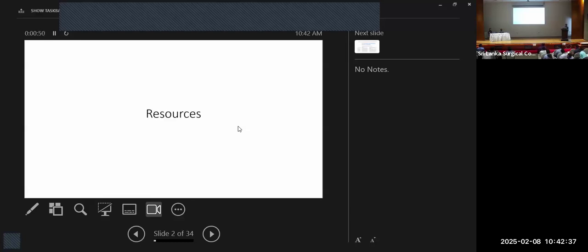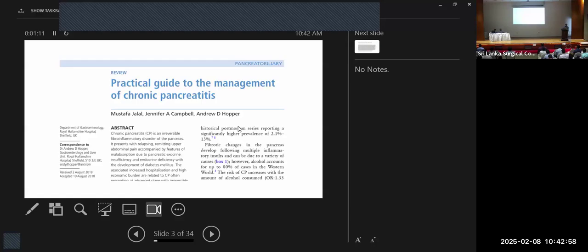first of all, you have a set of reading materials here. Most of these are guidelines, and it might be useful if you can go through them at some point. I'll be referring to various parts of them during the presentation. So we'll go through the resources first. This is the British guideline, 2018.